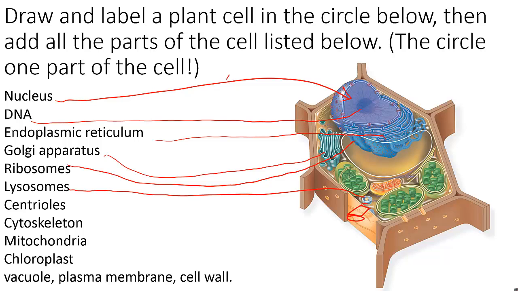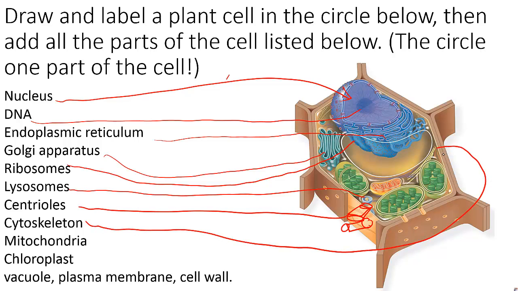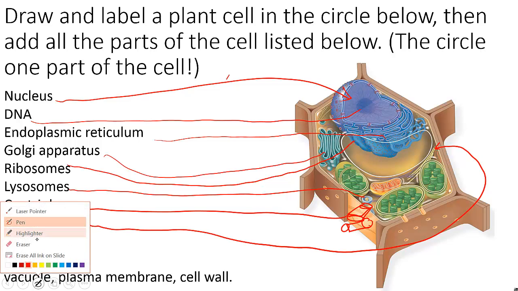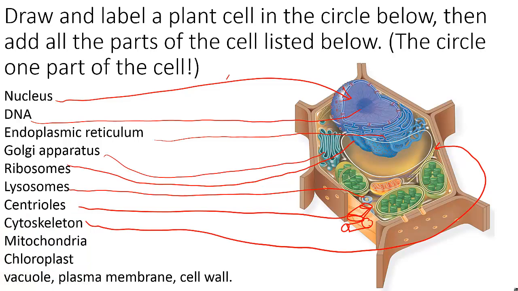This is the centrioles right here. Anyways, so centrioles will be right there. The cytoskeleton, I'm going to have to go all the way around here. It's right there. It's those yellow things. You can see the cytoskeleton. It's twisted through and around the cell. The mitochondria is right here.